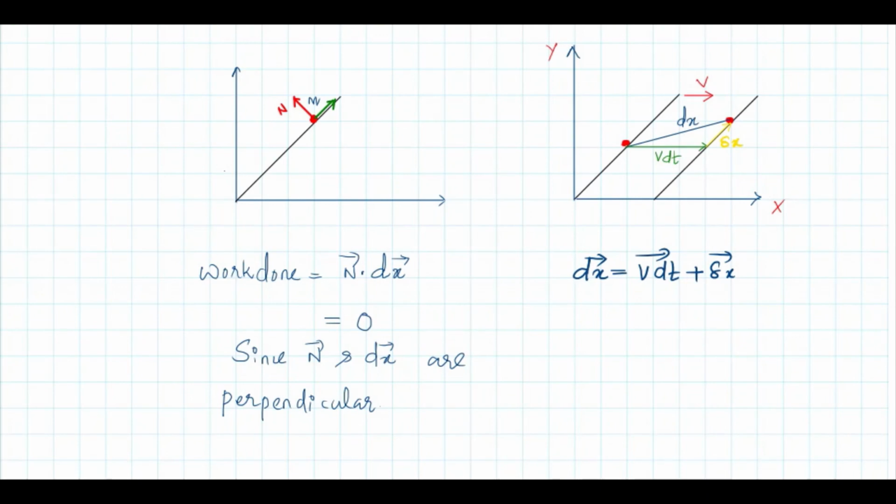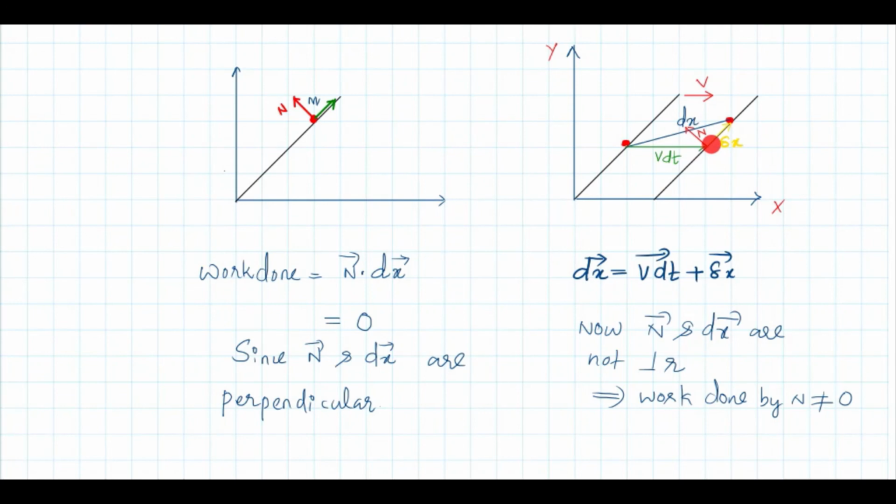Again, your normal reaction is in a direction perpendicular to the rod. It will always be perpendicular to the rod. But now this N and dx are not perpendicular. That means the work done by the constraint force, the work done by N, is not equal to 0, because they are not perpendicular. Dot product is the work done. So they are not perpendicular means work done is not 0.